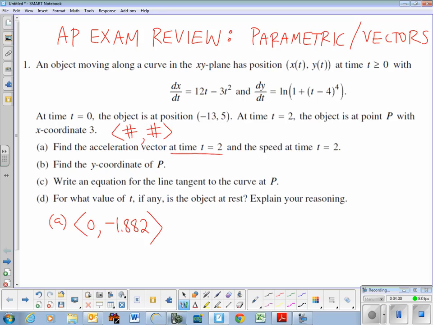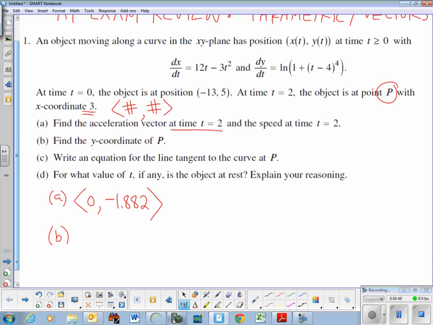All right, find the y-coordinate of P. Now, P, the point P, is where this object is at time t equals 2. The x-coordinate was given, 3. So this answer that I'm finding right now is not a vector, it's just a coordinate, just a point. It's going to be 3, something. That something is the y location.